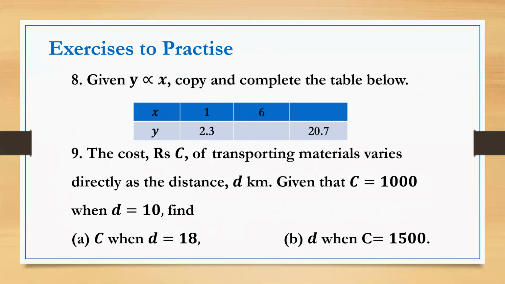because C rupees of transporting materials varies directly as the distance d kilometers. Given that C equal to 1000 when d equal to 10, find part A, C when d equal to 18, and part B, d when C equal to 1500.